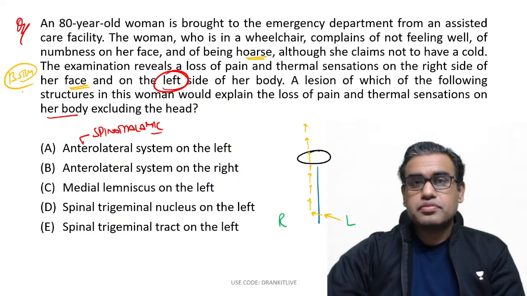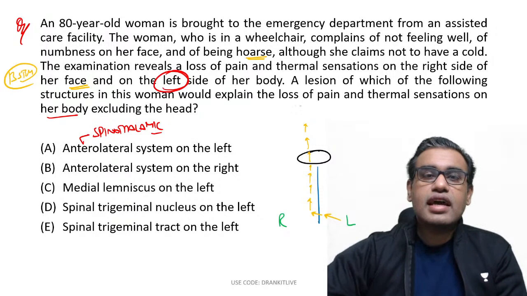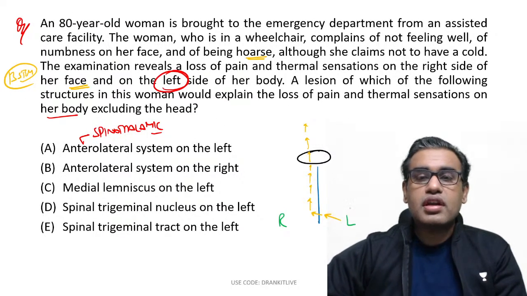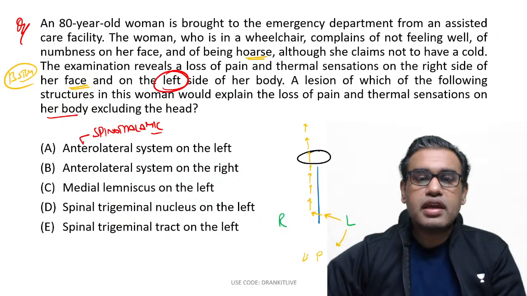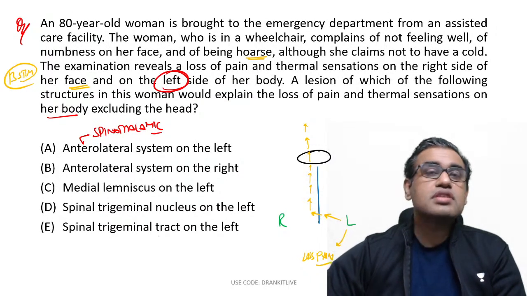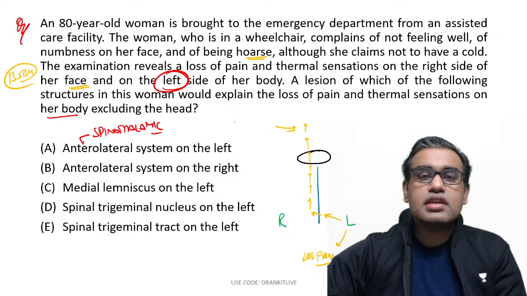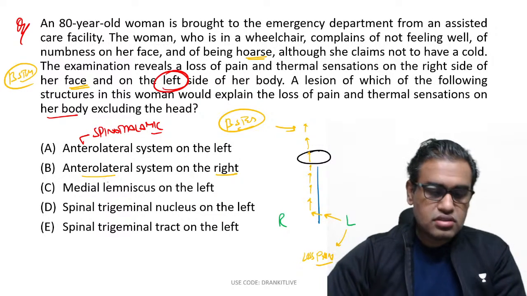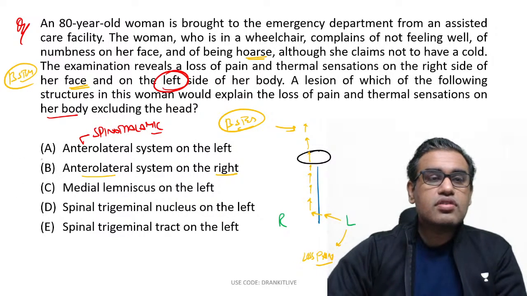They're asking you which side, a lesion of which of the following in this woman would explain the loss of pain and temperature on her body. On the left side of the body, she has a loss of pain and temperature. The lesion is in the brain stem, so it is on the right side, and the system for pain and temperature is carried by this. So well done, Ravi. The answer is option B only. That is our answer. Clear?